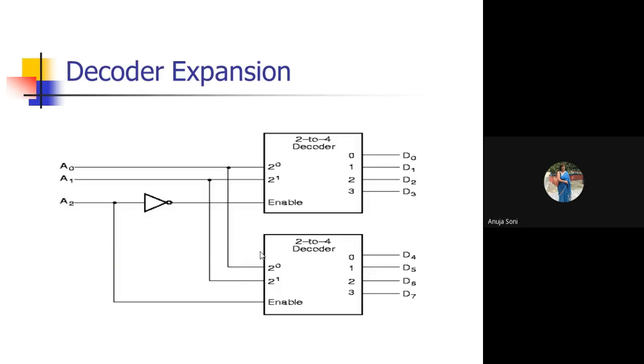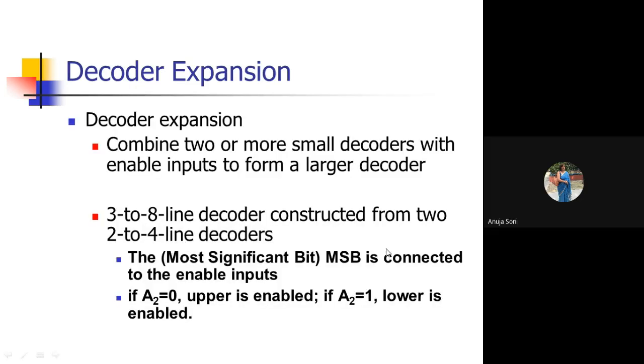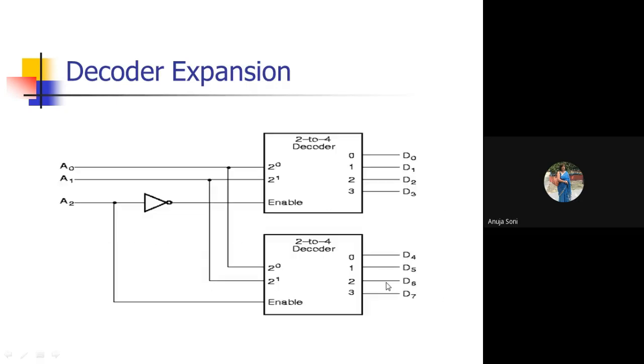See, so what I am saying is that we are having 3 input values. The most significant bit is made to work as an enable input. It will enable one 2:4 size decoder and disable the other 2:4 size decoder. If its value is equal to 0, then the upper will be enabled. If the value of A2 is 1, then the lower will be enabled.